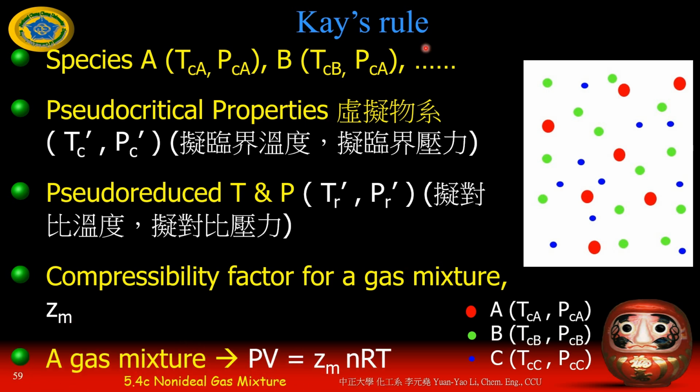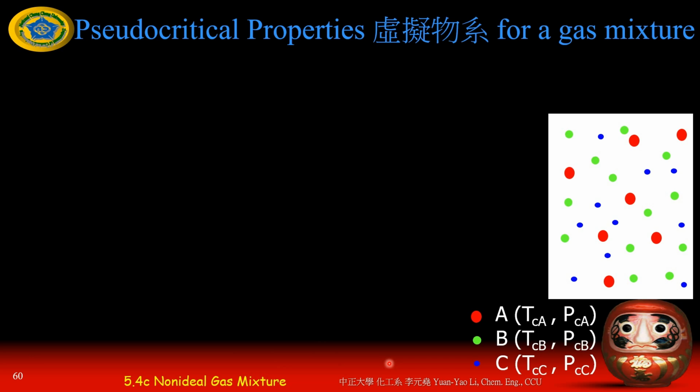Okay, and then Kay's rule. The good thing about Kay's rule is PV equals ZM nRT. So if you find Z in a single gas system and you find ZM in a mixture gas system, you can get the relationship between P, V and T. Right, so pseudo-critical properties for a gas mixture.